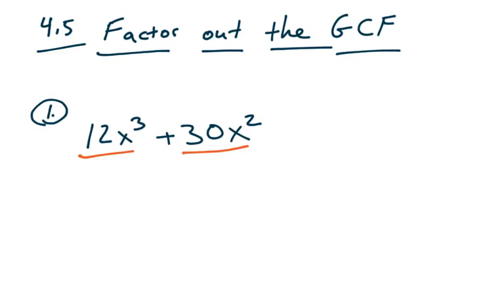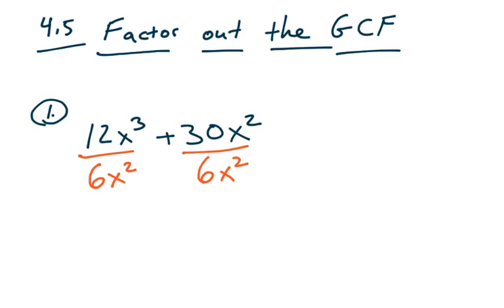I think most people would see that both of these are divisible by 6, so we can divide both by 6. We're going to do the same thing with the variables, the letters. How many x's can we factor out? Hopefully it's apparent that it would be x squared, because you take out the most that you can, and the most would be the lowest exponent. Since the lowest exponent is 2, that's what we're going to factor out.